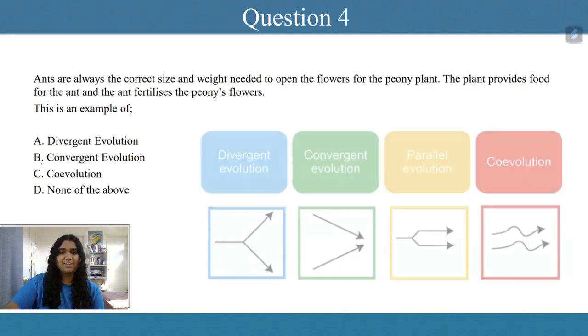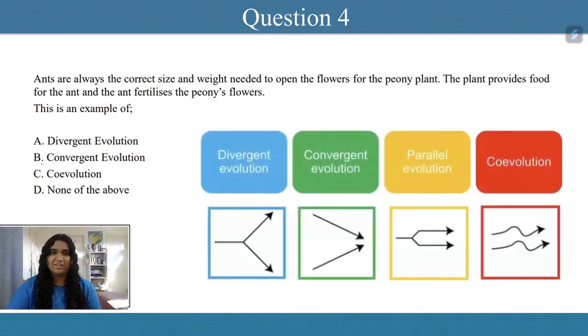Okay. And this one, again, it's the same kind of diversification patterns, but this time around we've got two organisms that are in a relationship of some kind. The ants are needed to open the flowers, and the flowers provide food for the ant. They are in a relationship, and they are going to be evolving together because both of them help each other's survival. So this would be coevolution.